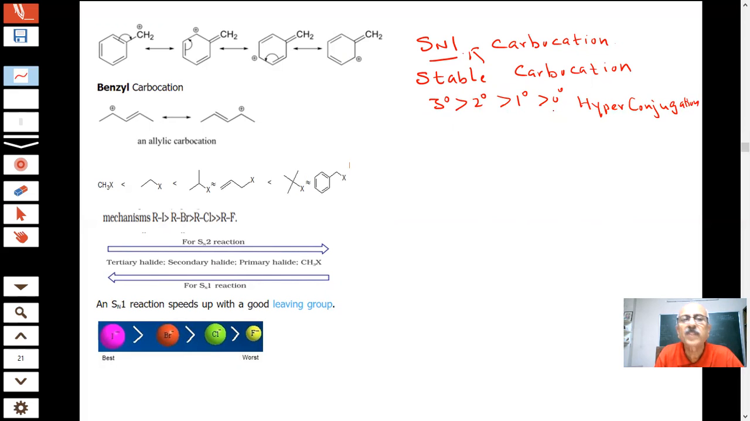So this is carbocation stability. And there are certain other carbocations also which are stabilized by resonance. There are certain carbocations which are resonance stabilized. Can you give me an example of a resonance stabilized carbocation?